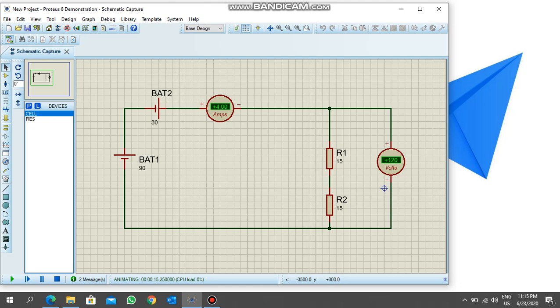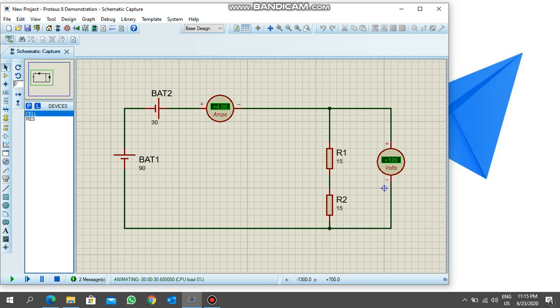Now check in the simulation, we have two voltage sources. One is 90 volts and another one is 30. As we learned previously, whenever there are voltage sources in series, we just add them. So 90 plus 30 is 120.